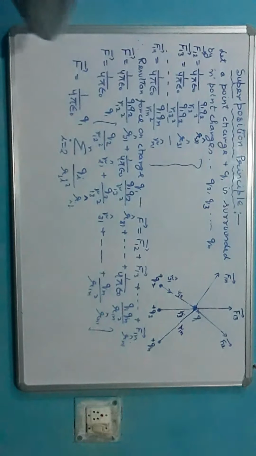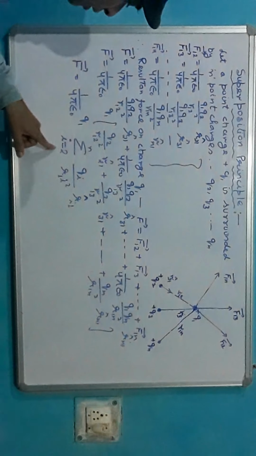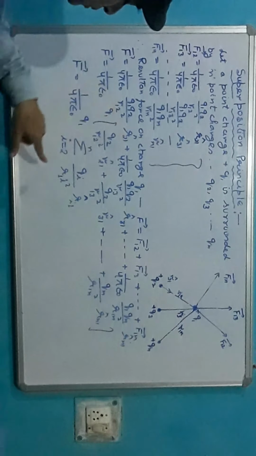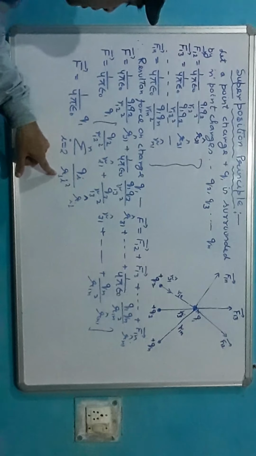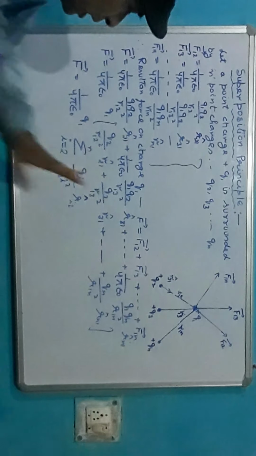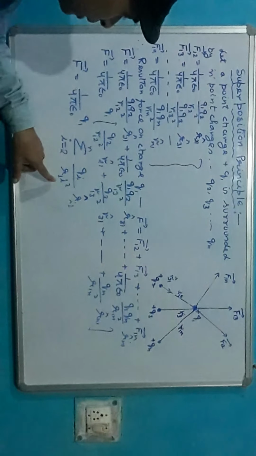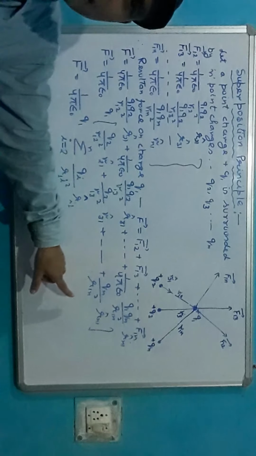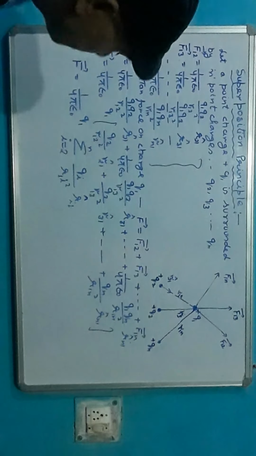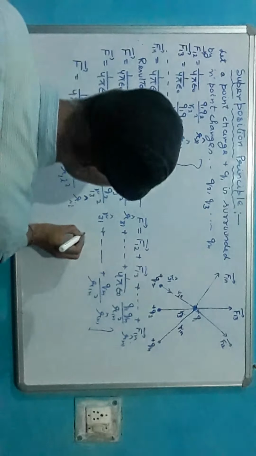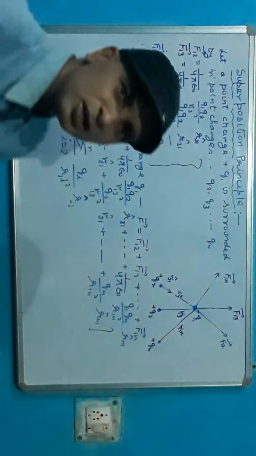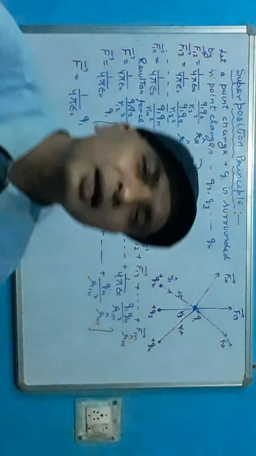What is the meaning of summation? Let's see. If I place the value i equal to 2, I will get the first term. If I place the value i equal to 3, I will get the second term. In the same manner, if I place i is equal to n, I will get the nth term. So this is the mathematical form of the principle of superposition for electric charges.